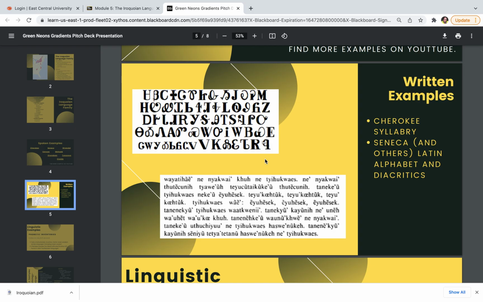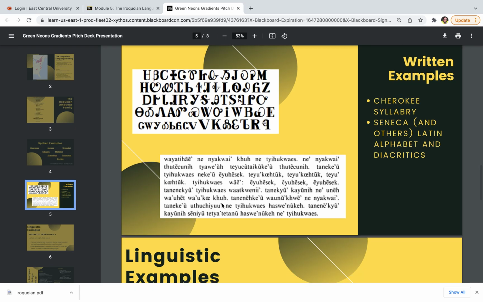And then below we have an example of Seneca. And other Iroquoian languages have also decided to use the Latin alphabet with diacritics. And diacritics would be things like the apostrophes showing glottal stops, things like the accents over vowels to show if they're long or short or nasalized.